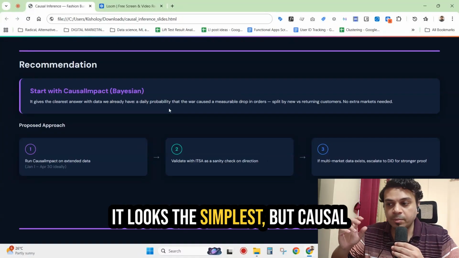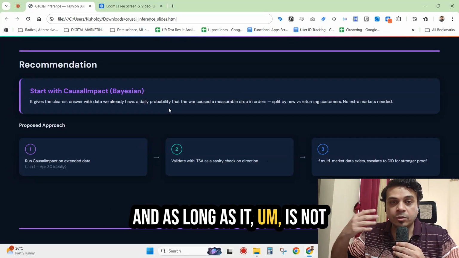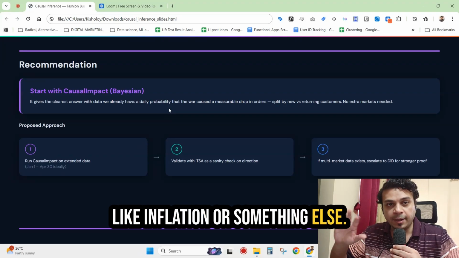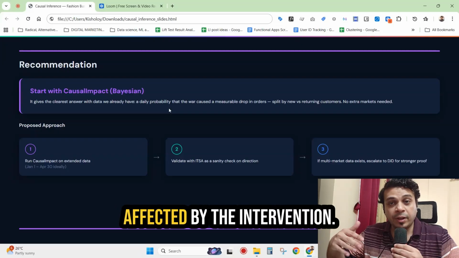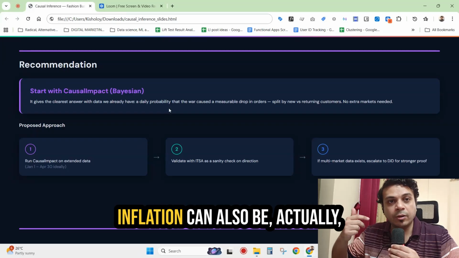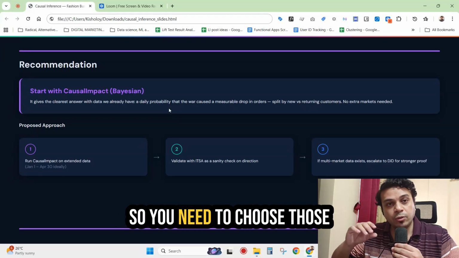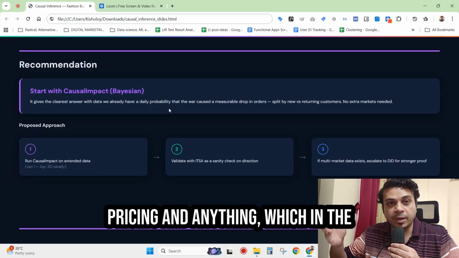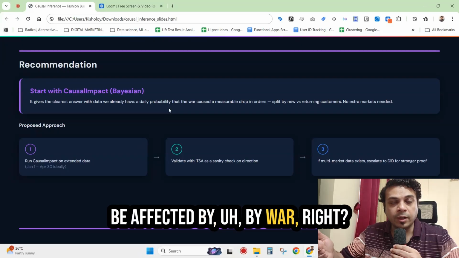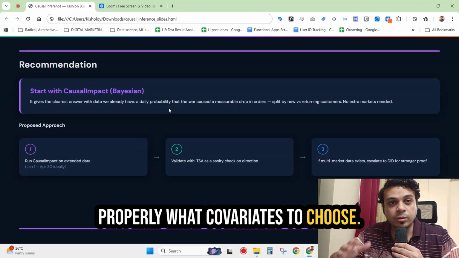ITSA looks the simplest, but causal impact is doing a lot in the background, and as long as it is not causing an impact, you can choose some covariates like any other external factors like inflation or something else, anything else that might not be affected by the intervention. So that's the tricky part. You have to choose the right kind of covariates, because inflation in fact is very commonly affected by things like war. So you need to choose those external covariates like competitor pricing and anything which in the short period might not actually be affected by war, right? They may be. So you just have to think properly what covariates to choose.